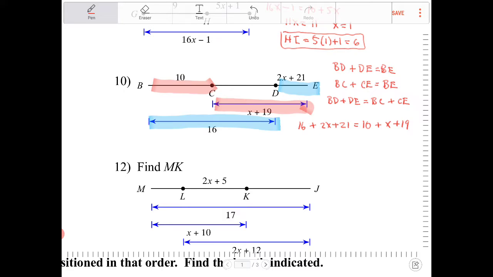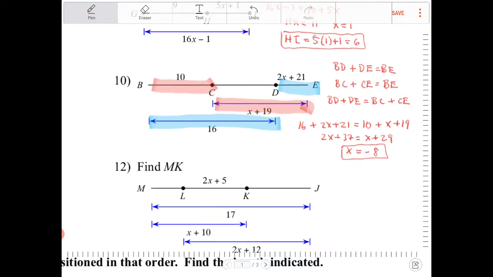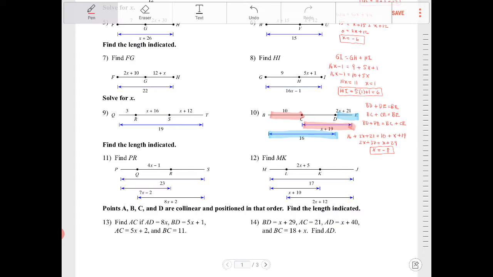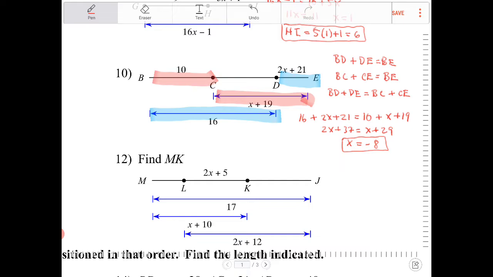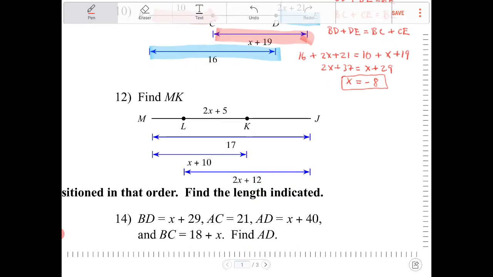And at this stage, it just becomes an algebraic problem. So I want to combine all the like terms. I end up with 2x plus 37 is equal to x plus 29. Subtract x, subtract 37. I end up with x is equal to negative 8. I believe for question 10, that's all I have to do to solve for x. Yes, it is. And let's find MK.